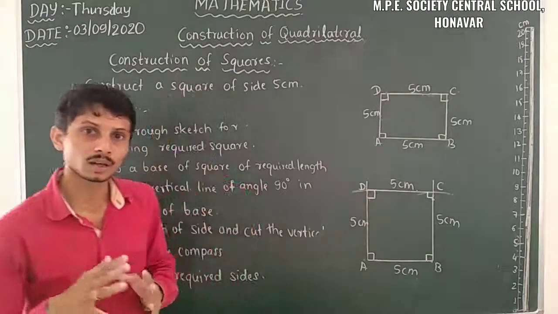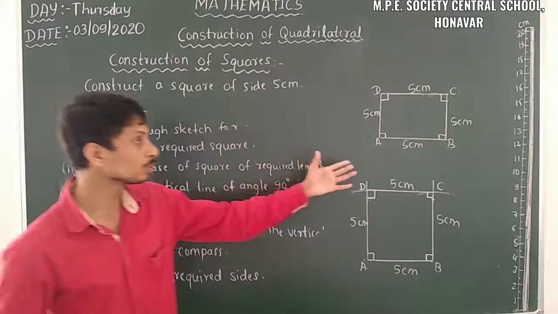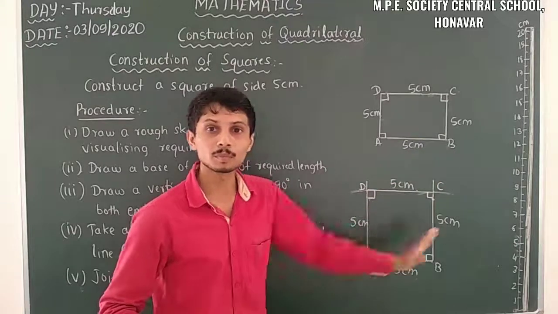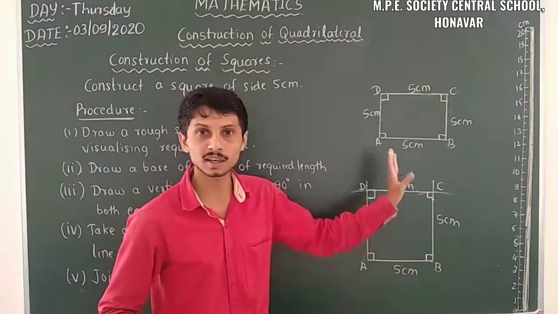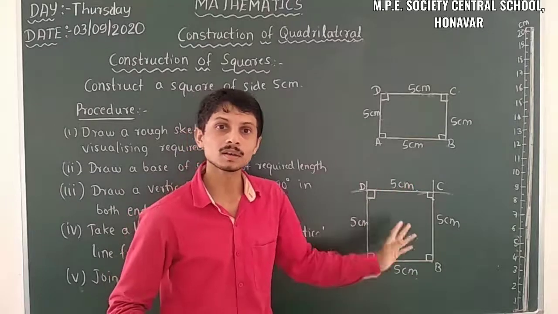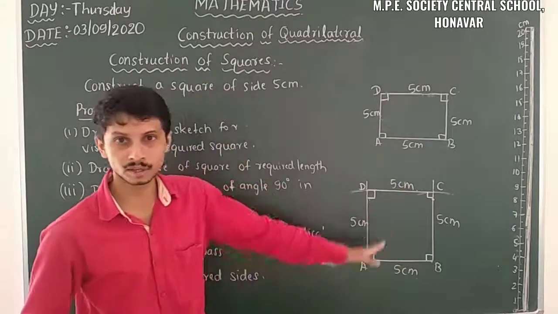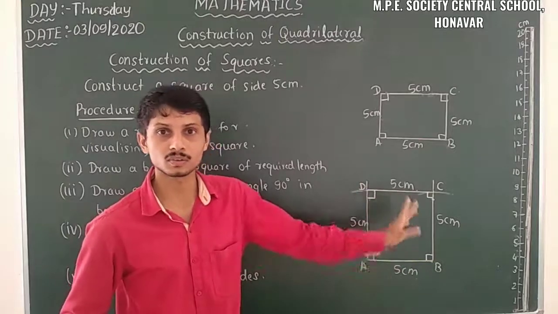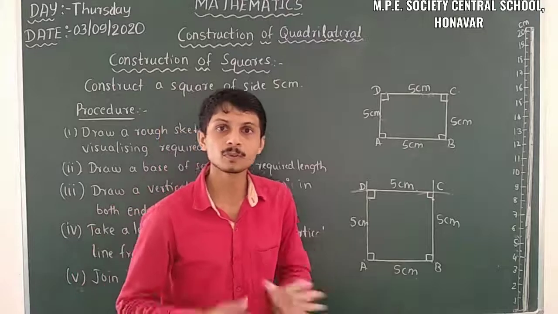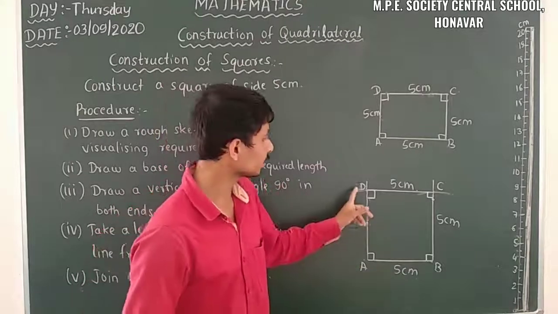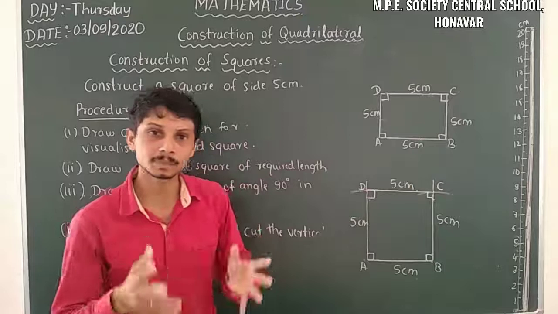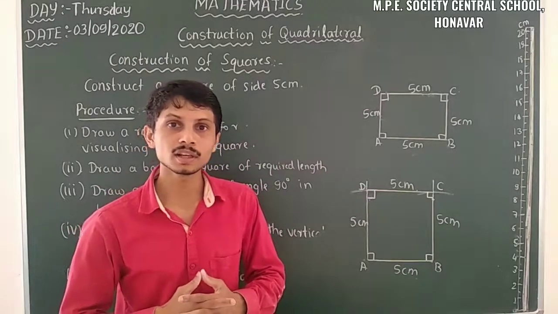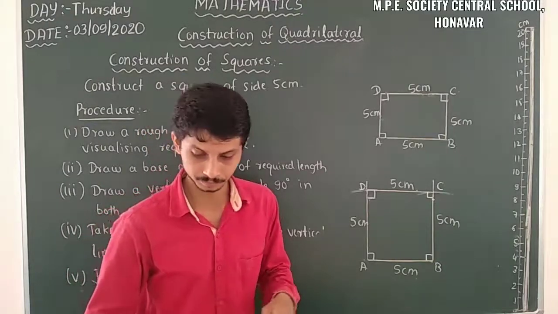Okay, so I will explain another time. Firstly, we have to draw a base. After that, from both ends we have to draw a vertical line with the help of a protractor. After that we have to cut those required vertical lines with the help of a compass, and after that we have to join all the sides, and after that we have to label all the things in the square. So let us take another example.